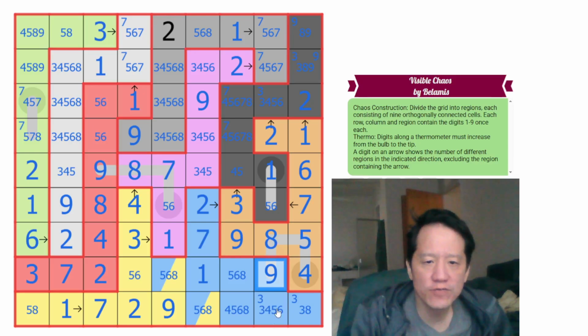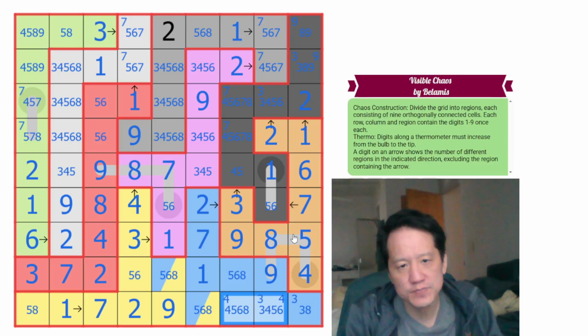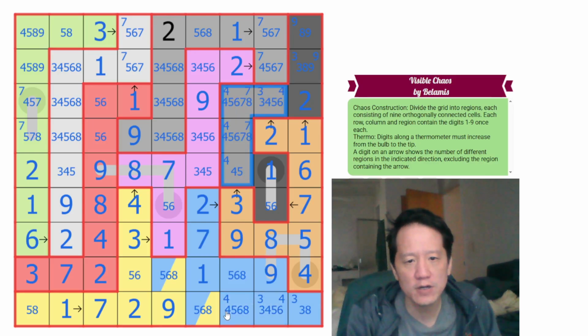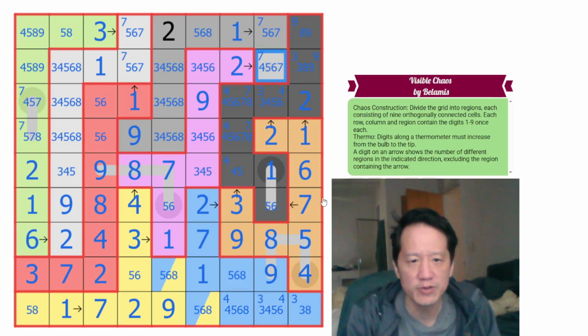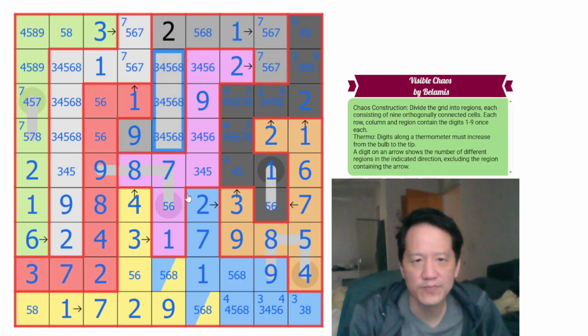Okay, we know there's a 4 in one of these two cells. There's also a 4 in one of these 4 cells, but that means there's a 4 in columns 7 or 8, and there's another 4 in columns 7 or 8, so this cannot be a 4. We kind of already knew that from this, though.